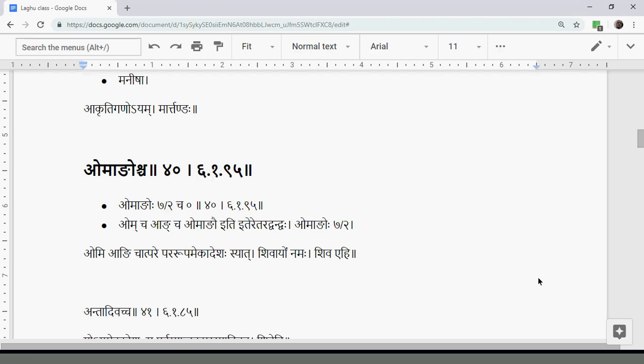What is the Vritti saying? What does Omangoho cha mean? And Omangoho, when Om and Aang follow. So, the Laghukara says, Omi Aangi cha Atpare, Pararupam Ekadesha Syat. So, continuation of Pararupam, there is an extension done.